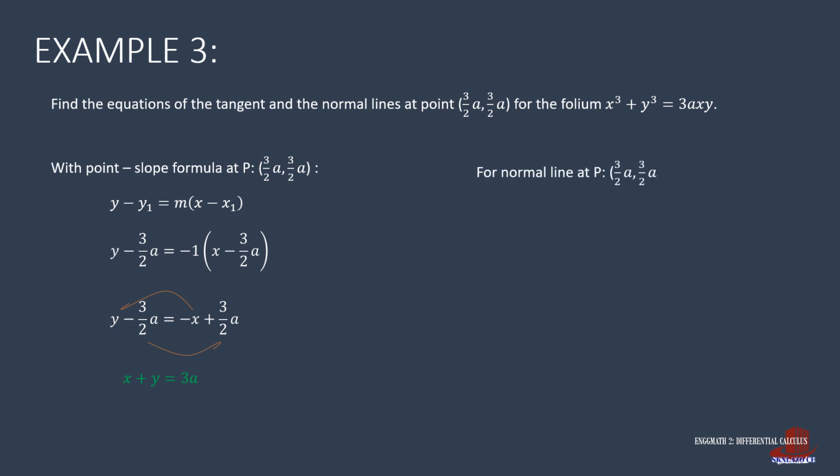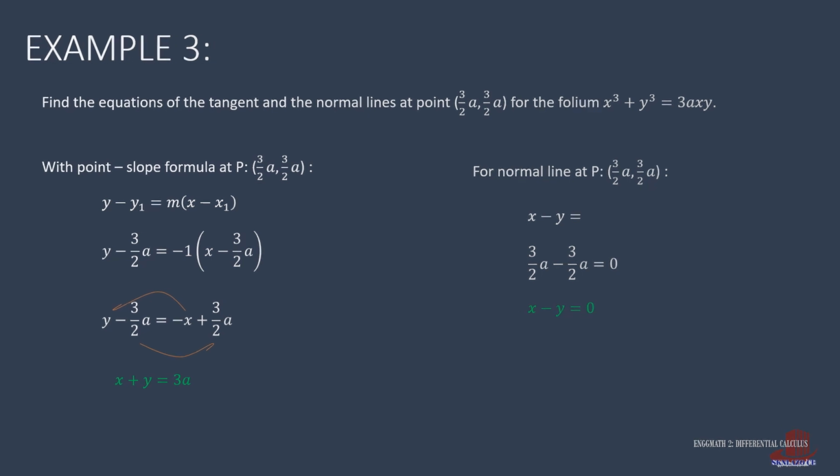Then for the normal line equation, we flip coefficients and take the sign reversal, showing x minus y. Then plug the coordinates into the expression to have 0. So the normal line equation is x minus y is 0.